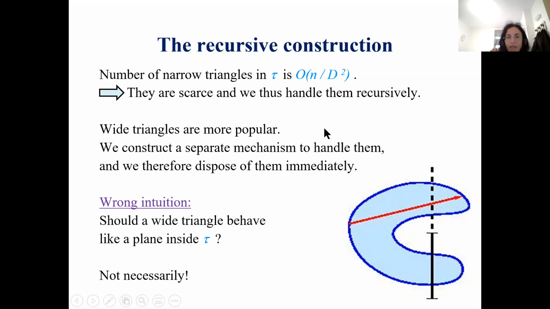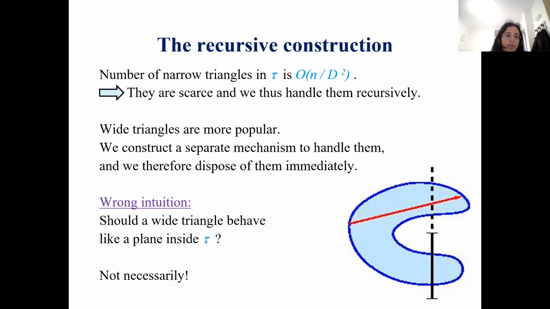Using the bound on the number of edges that cross a cell tau, we can conclude that the number of narrow triangles in tau is only n to the d squared, because we can charge them to the edges. That means that these triangles are scarce and we are going to handle them recursively. On the other hand, the wide triangles are more popular and we need a separate mechanism to handle them and dispose of them immediately. That is, we are not going to process them in this recursion.